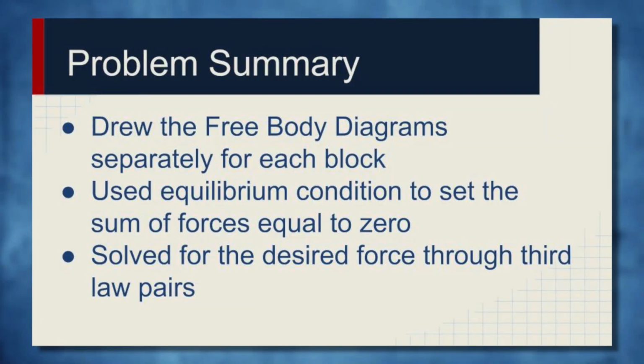Okay, so let's now review what we just did. We first drew our free body diagrams, and we drew them separately to ensure that we were very clear about which forces acted on which bodies. Then we also wrote down the normal forces as the force of some block on another block to be, again, very clear. Then we used the fact that this was in equilibrium. So we wrote down that the sum of the forces on each block had to be 0. Then, taking note that some of the third law pairs equaled each other, we were able to solve for our desired force.